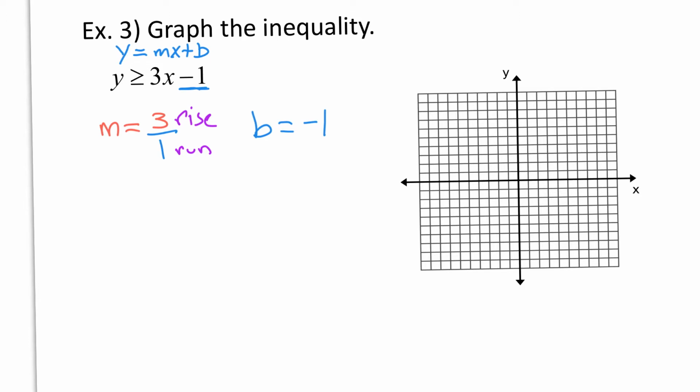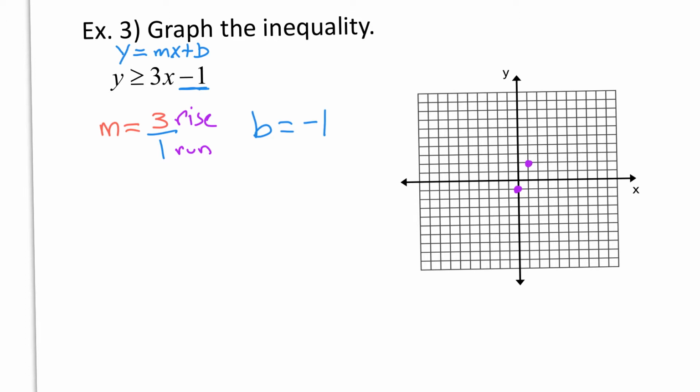So you always start with the y-intercept. The y-intercept is negative 1. So I'm going to go on the y-axis to the negative 1 right here, and I plot a point. Then from this point, I'm going to use my slope to find a second point. So I go up 3, that is my rise, and my run is 1. So from the y-intercept, 1, 2, 3, and 1 to the right. So I make a point right here.